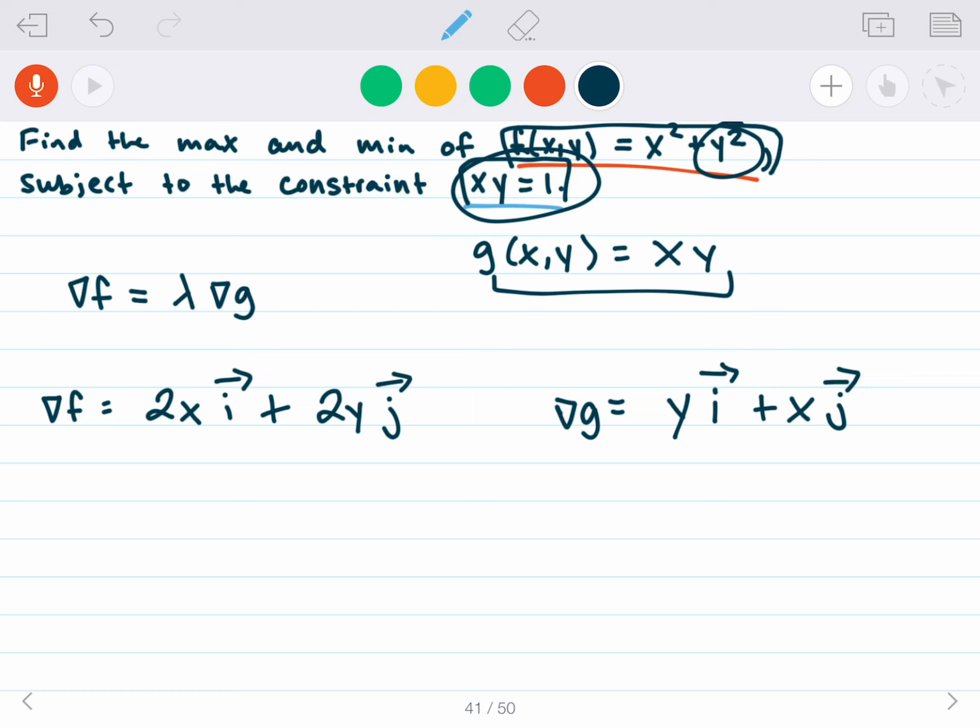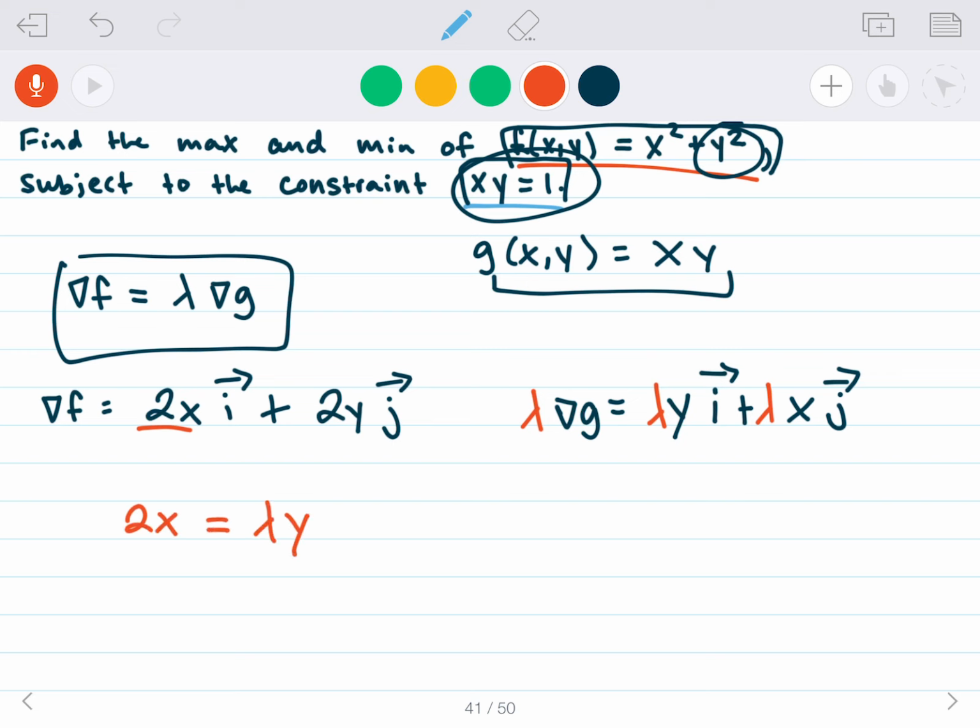So now if I set up the equation like this, for two vectors to be equal, their components have to be equal. And actually, I forgot to do this, but I want to include the lambda in there, my little scalar multiple, just so that I can go ahead and set up a system of equations, okay? So here we go. The components are equal, so I have 2x is equal to lambda y. So I have the component of this equals the component of that. So that's one equation that I have.